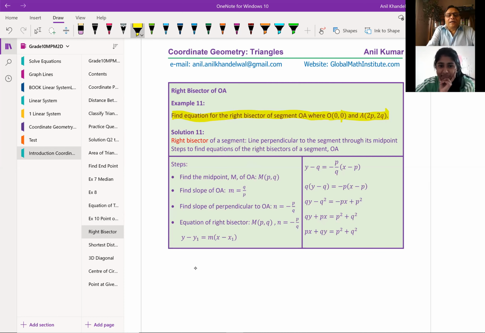First, the right bisector of a segment: the line perpendicular to the segment through its midpoint. That is the right bisector. If you have a line, we first find the midpoint of the line. Let's say this is the midpoint, which means these two sides are equal. After that, we draw the right bisector, a line which is perpendicular to this. That is the right bisector.